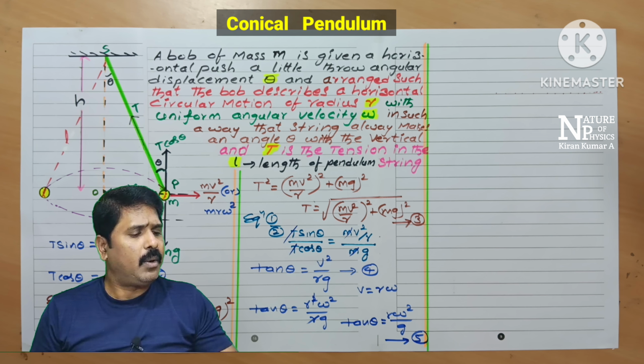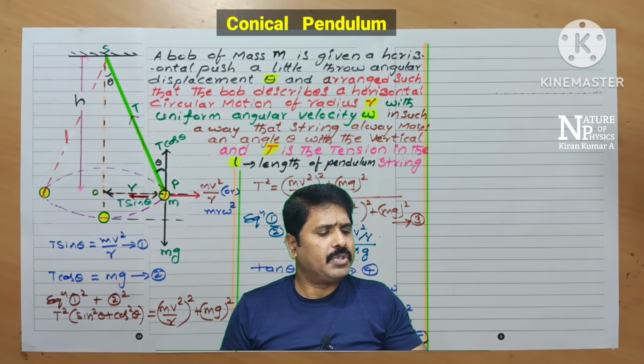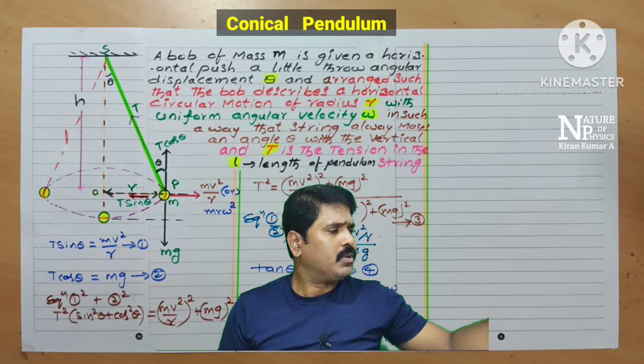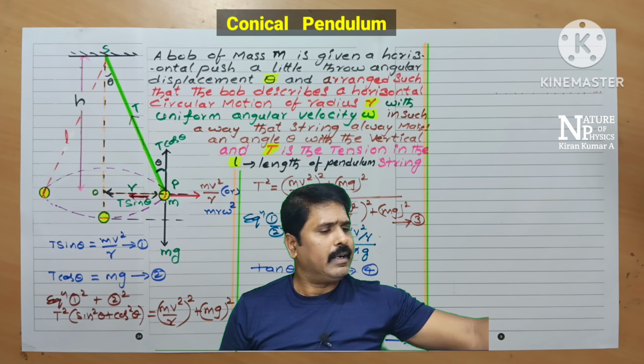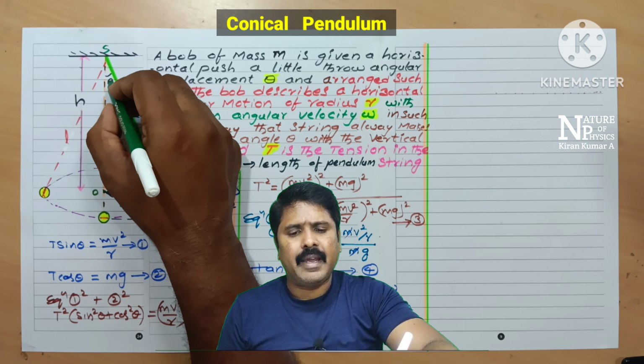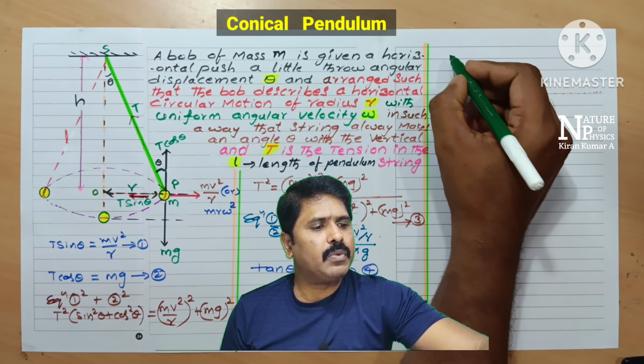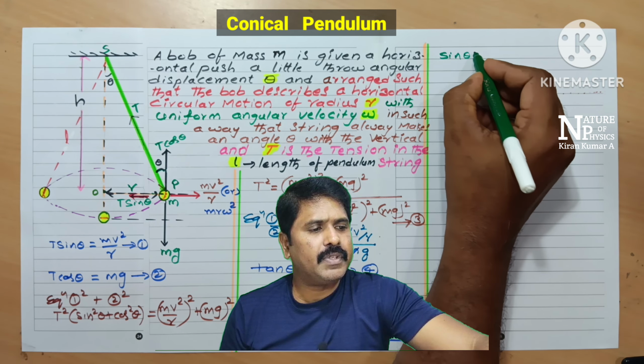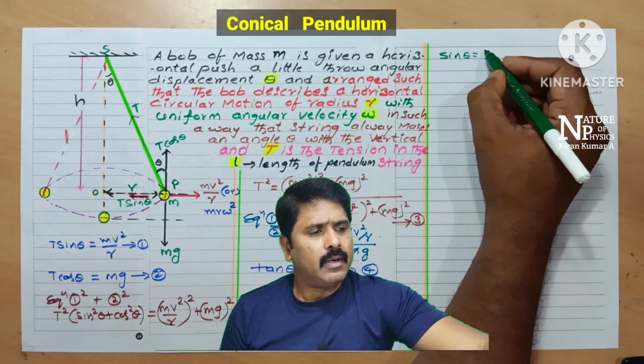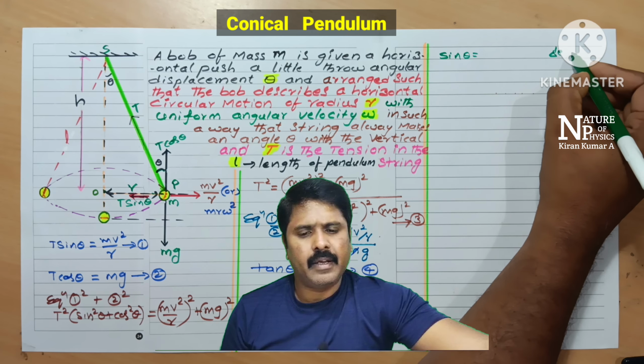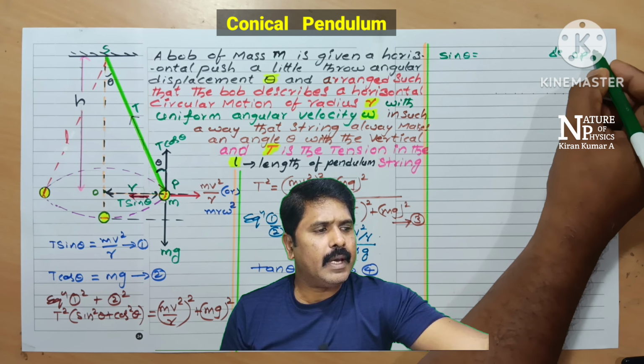After that, the next step is to replace the value of r. From the diagram, sin theta is equal to... first I am writing triangle OPS.